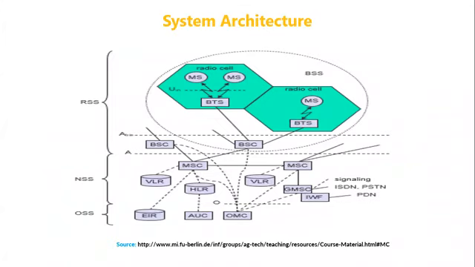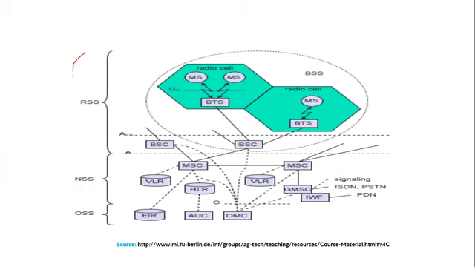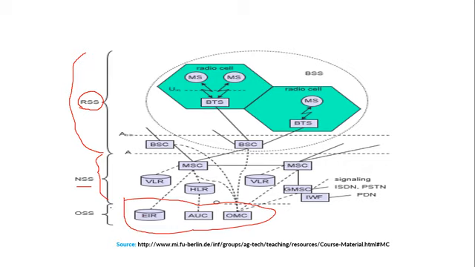This is the system architecture of GSM. Here there are many entities. Now let us try to have a brief understanding of this. All these things put together are called the RSS, that is the radio subsystem. All these components put together form the network and switching subsystem. And all these databases put together form the OSS, the operation subsystem.